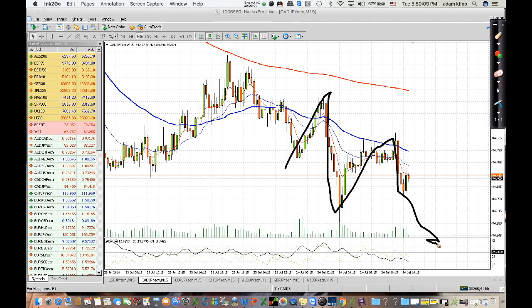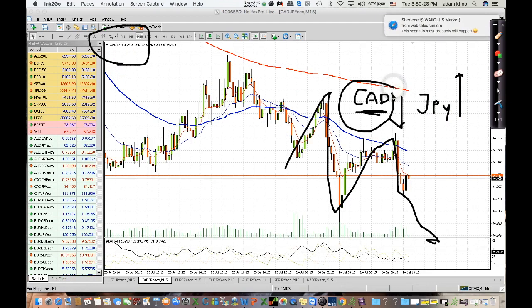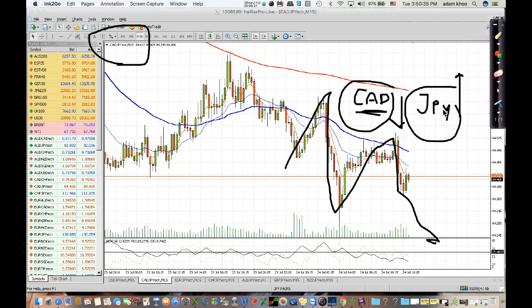If I'm going to go short on Canadian yen, what does it mean? It means that I am bearish on the Canadian dollar. I think that Canadian will go down, and at the same time, the yen is going up. So when I'm shorting Canadian yen, that means I'm short the Canadian dollar and I'm long the yen. So before I take this trade, what do I want to see?